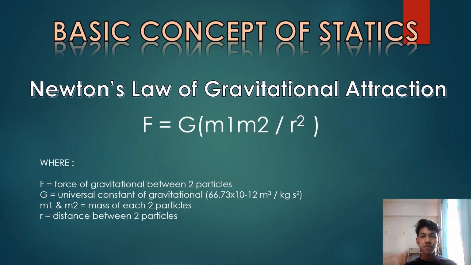Newton's law of gravitational attraction states that F = G m1 m2 / r², where F stands for the gravitational force between two particles, and G is the universal constant of gravitation, whose value is 66.73 × 10^-12. m1 and m2 are the masses of the two particles. Meanwhile, r stands for the distance between the two particles.